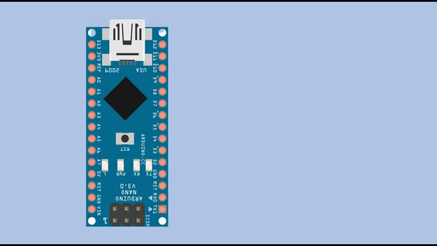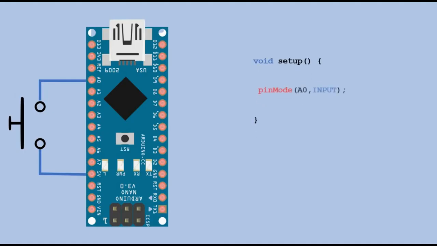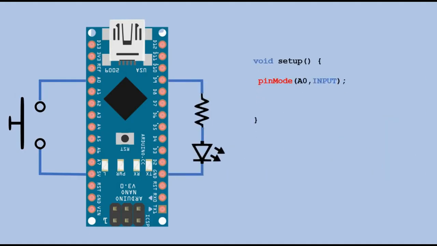I use different pins here for both push button and LED just to check if this makes any difference. It does not. We have a push button in between Arduino 5 volts and A0 pin, which is our input. Then we have an LED that is connected via a current limiting resistor to digital pin 9. This pin is declared as output.